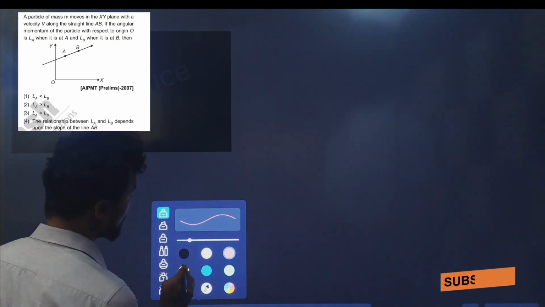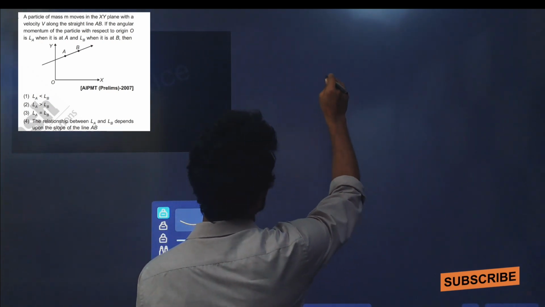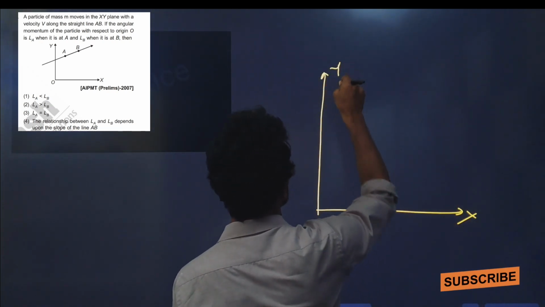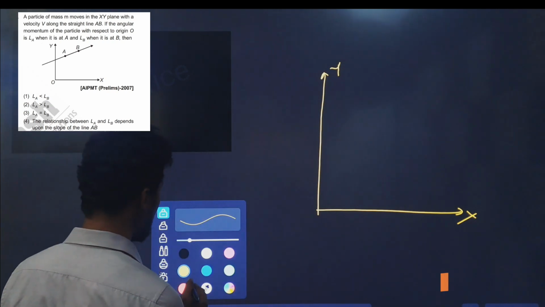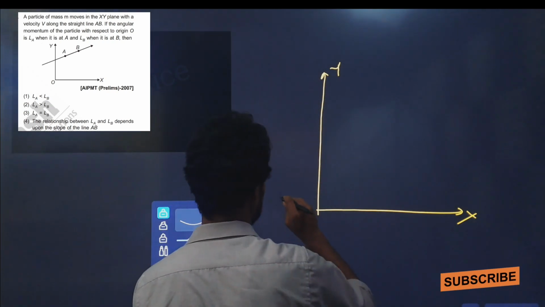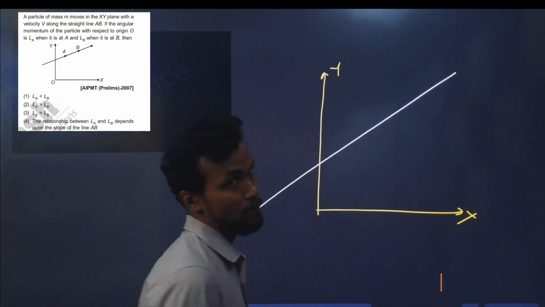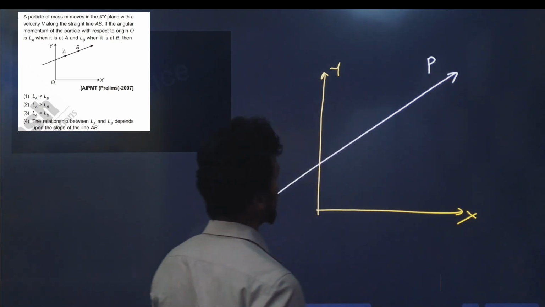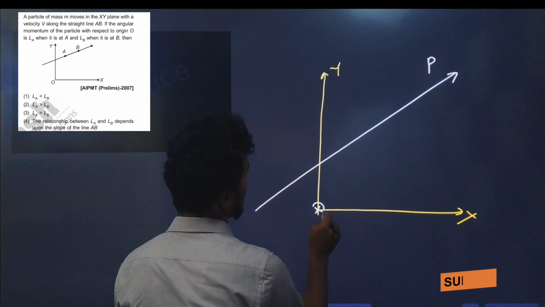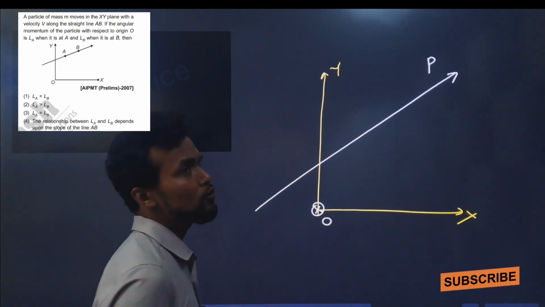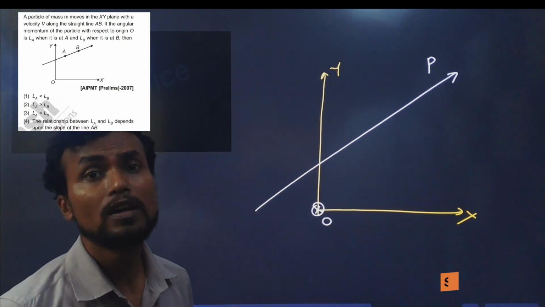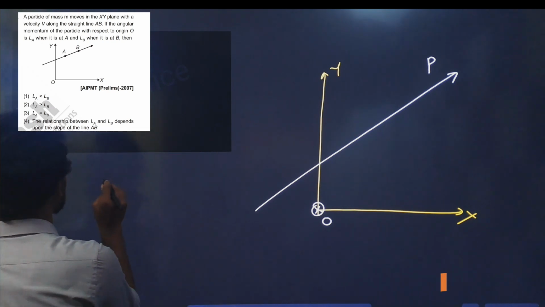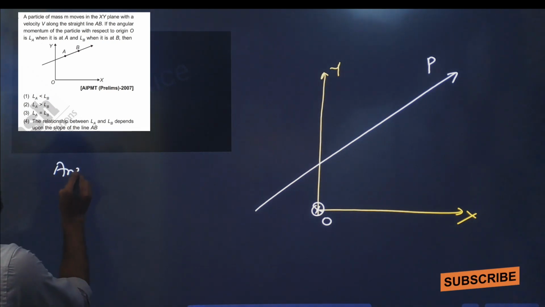So students, for this I will tell you one basic thing. What is the basic here? See here please. Here I have taken the x-axis and here the y-axis. Now let's take that the particle is moving in a straight line, like this. The particle is moving in a straight line, and this is the direction of the velocity, or we can say momentum. And this is the fixed point here. So according to the definition of angular momentum, the angular momentum is given by, as we know, no?